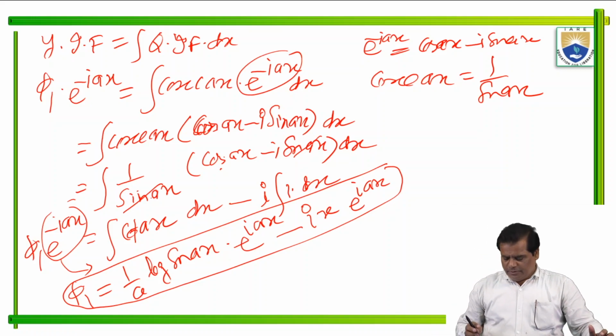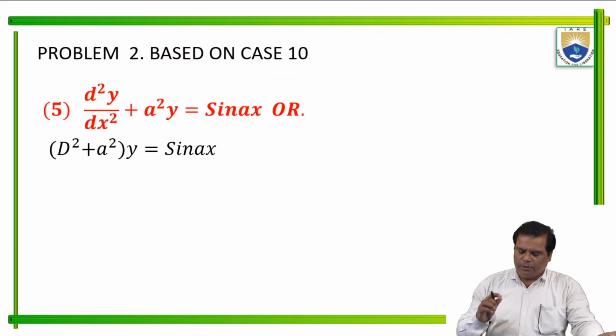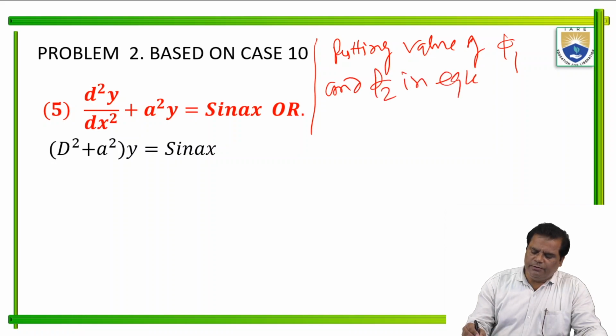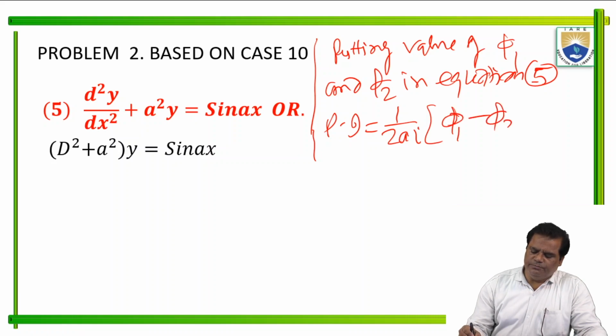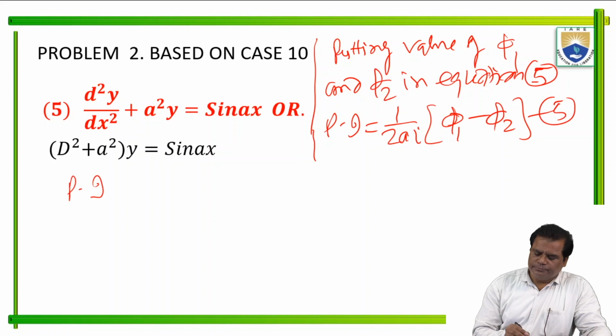So these values we put in our equation, phi 1 and phi 2. Which equation? This equation 3, equation number 5. Now here putting the value of phi 1 and phi 2 in equation 5. So here Pi is equal to 1 upon 2ai in bracket phi 1 minus phi 2. This is equation 5. So what is phi 1 here? Pi is equal to 2ai, I am writing here phi 1.